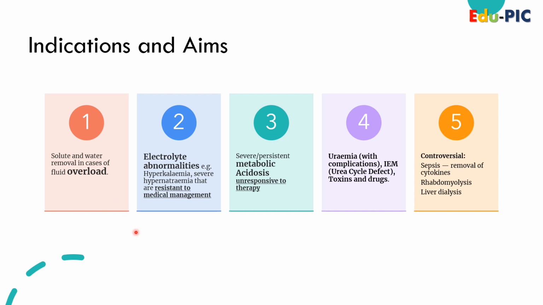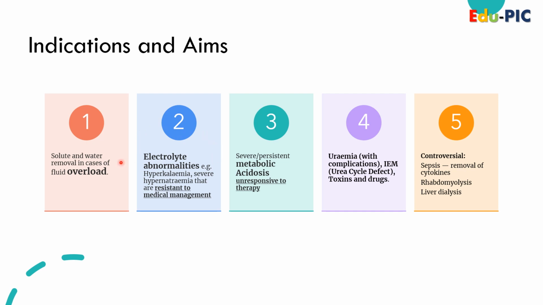So what I want you to really focus on is what are the indications and aims of renal replacement therapy. You need to know when to go for it. So one of the main themes is removal of solute and water in cases of fluid overload. So fluid overload is our first indication, and that needs to be an overload that you can't manage medically. So a patient that is not really getting a lot of urine output, or not easily diuresed, or there's no more capacity for you to use diuretics.